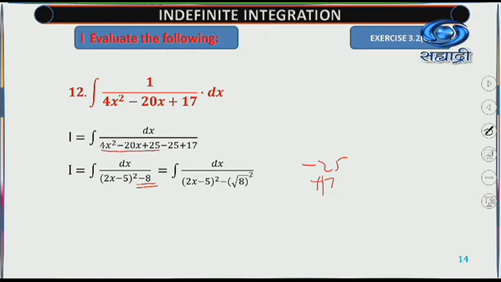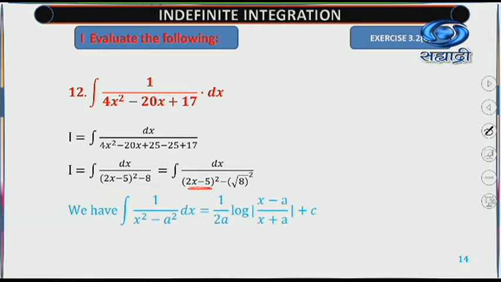Okay, so this is equal to integral dx upon 2x minus 5 square, and this minus 8 I am able to write as root 8 bracket square. So now this is in our formula which we have already studied, that is x square minus a square. Why x square minus a square? This one is linear. For this, if you substitute, you know that it is converted into the t square minus a square formula. So look at here your formula. Formula says that 1 upon x square minus a square equals 1 upon 2a log x minus a upon x plus a plus constant of integration.